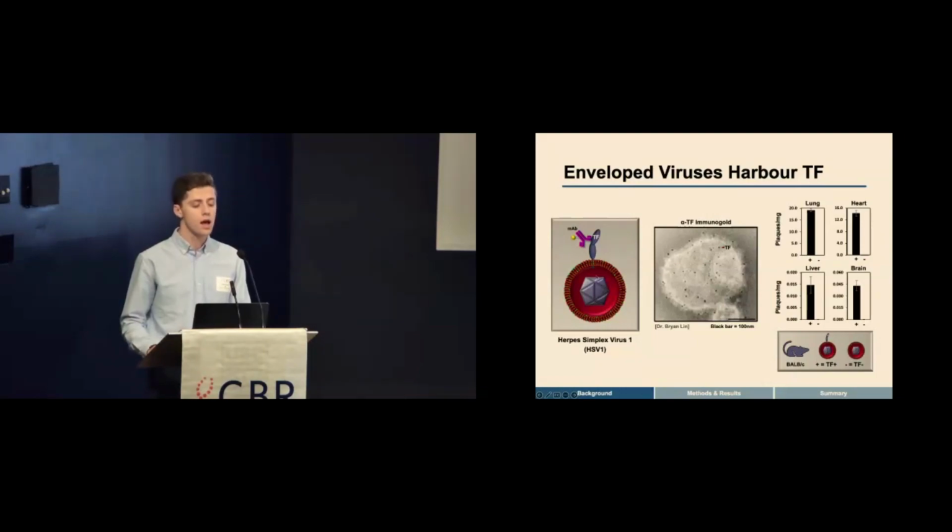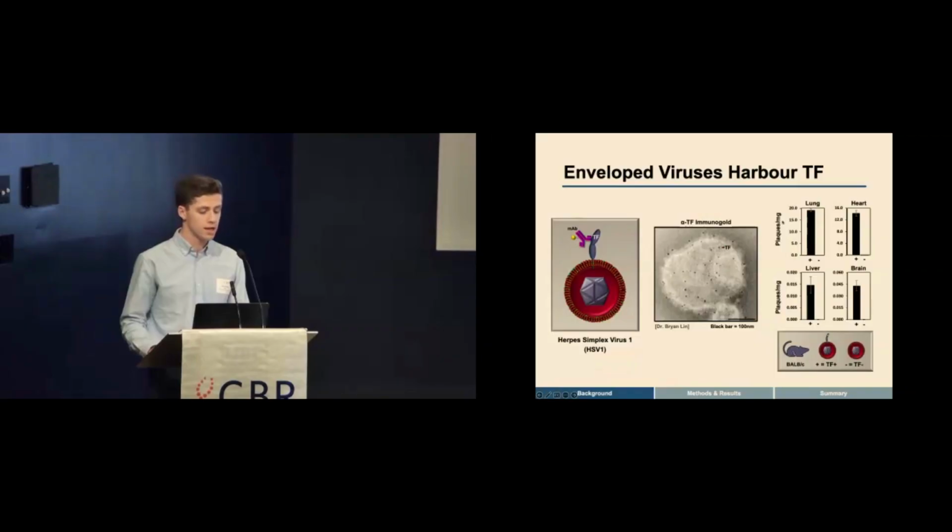And we can use electron microscopy where a monoclonal antibody that's conjugated to a gold bead is used to label tissue factor. So we can see here a herpes simplex virus particle that's labeled for tissue factor. And this is important because in vivo, mice that are infected with herpes simplex virus 1 that contains tissue factor have productive infection of the virus.